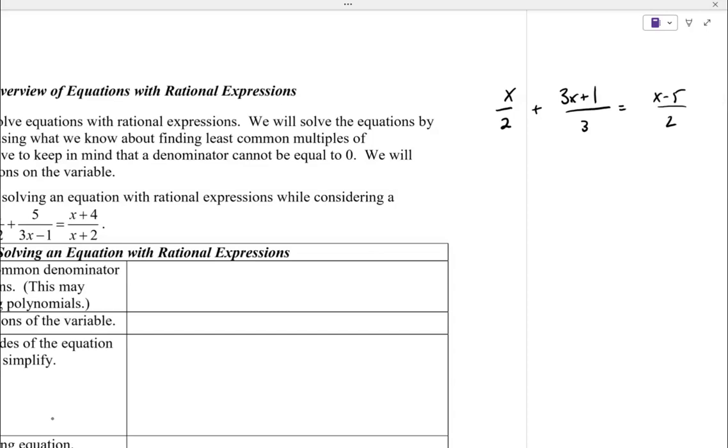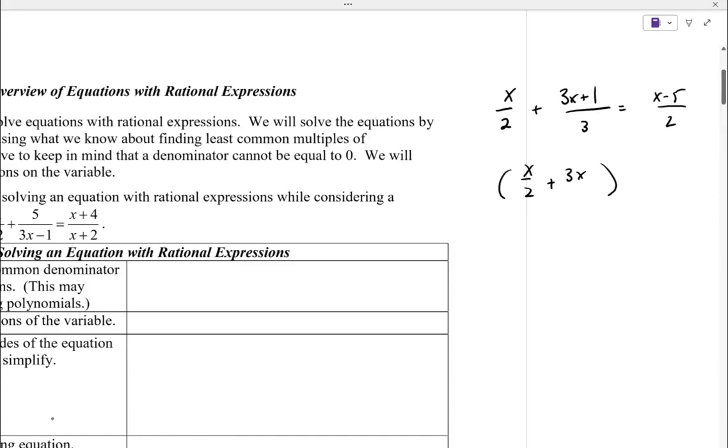If I want to get rid of the 2's in the denominator, what can I do to both sides of the equation to get rid of the 2's? How do you undo division by 2? Multiply by 2, right? I could multiply both sides by 2 and get rid of the 2's. Well, what could I do to get rid of the 3? Multiply by 3, right?